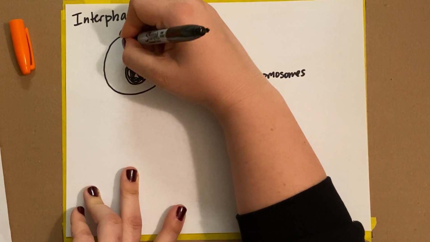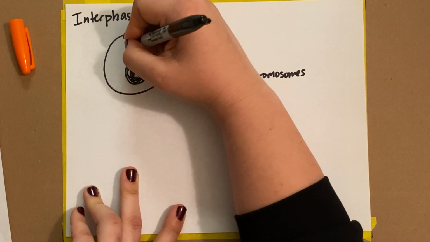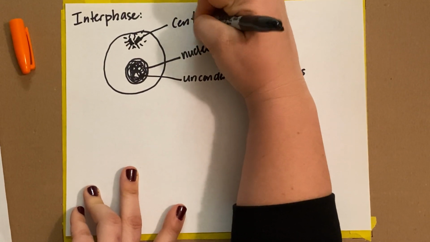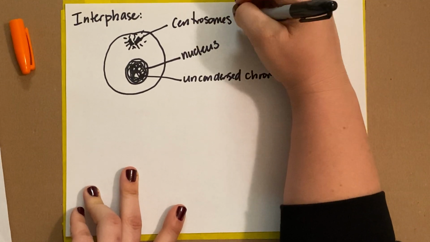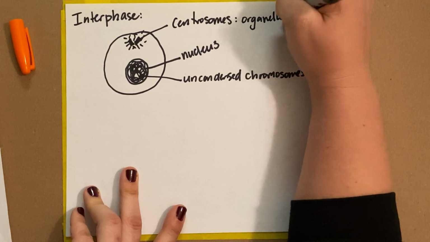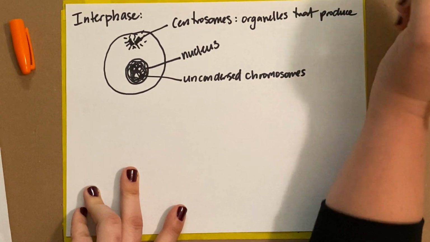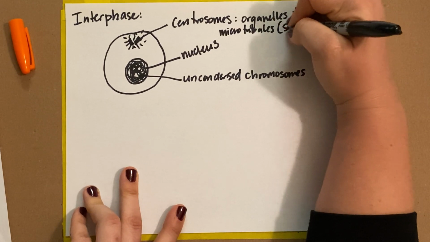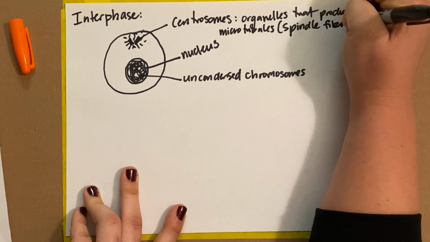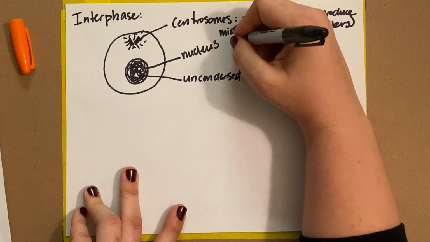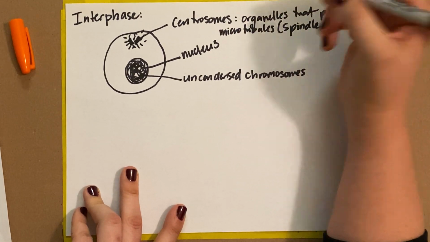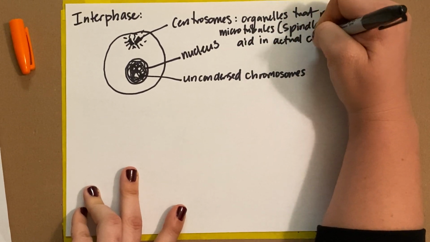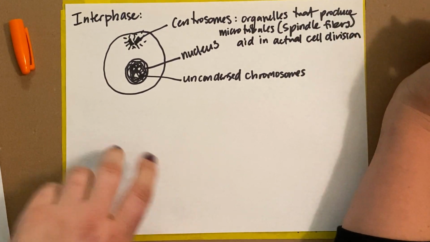I'm also going to draw two other little structures. Okay, we're not showing most of what's going on in the cell, just the important parts. But these structures right here are called the centrosomes. And we've talked about these before, but these are organelles that produce microtubules. Okay, and we're going to call these spindle fibers, which are very important in how the cell divides, okay? So they aid in actual cell division, and I'll point them out to you in a second.